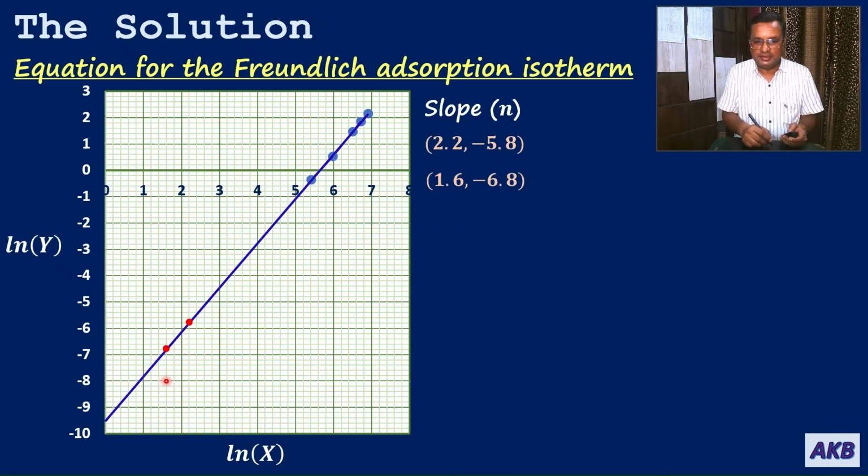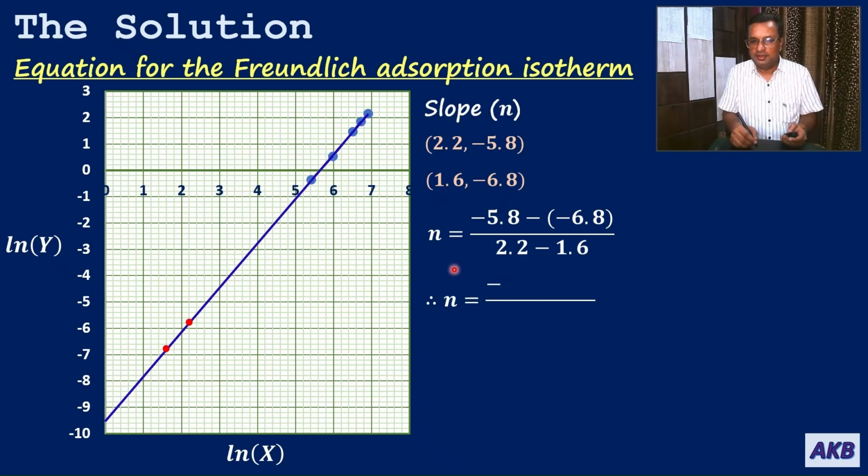And then I will consider another point over here, because in order to find out the slope, I will need 2 points. The other point I am considering over here. What are the coordinates of this point? The second point, they are 1.6 and minus 6.8. The slope is y2 minus y1, or y1 minus y2, divided by x1 minus x2.